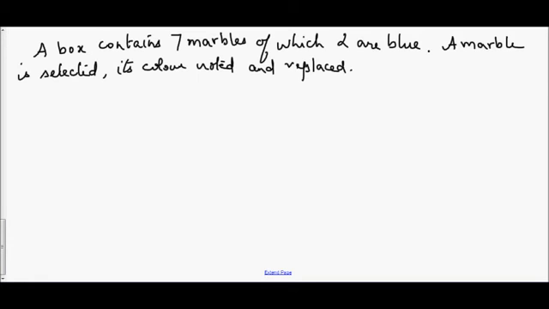A bag contains 7 marbles, of which 2 are blue. A marble is selected, its color noted and replaced. So you can see that the event is independent, the trials are independent because it has been replaced. Now the next sentence here would be, this process is repeated 50 times. And this is where you actually identify this as a binomial distribution. So there is a trial which has been repeated.